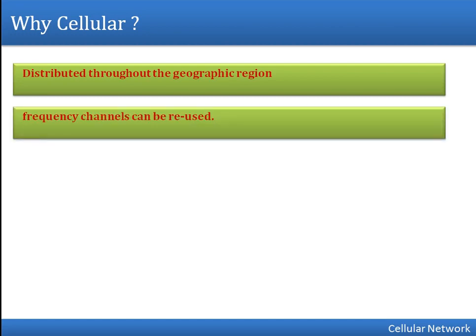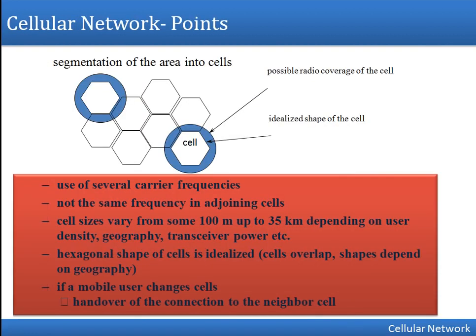Channels can be reused. This is a very big advantage, and this is distributed throughout the geographic region. There is no single transmitter handling the entire traffic. There are multiple base stations, so there is no central control. Like if we see this point, use of several carrier frequencies, not the same frequency in adjoining cells. If a frequency is used here, that same frequency we can reuse in another cell far enough so that there won't be any interference, but it should not be used in an adjacent cell.